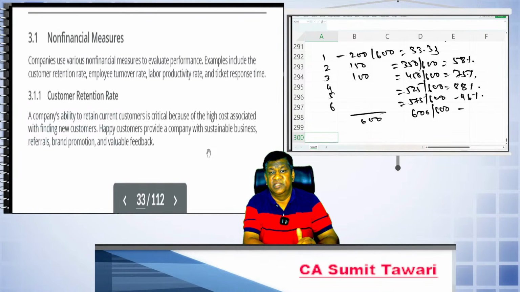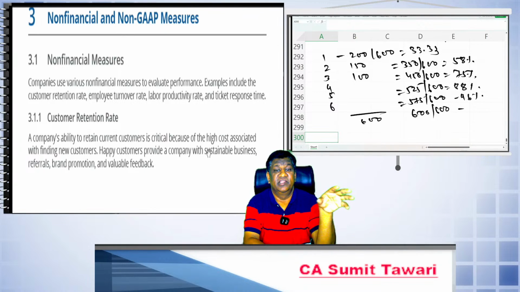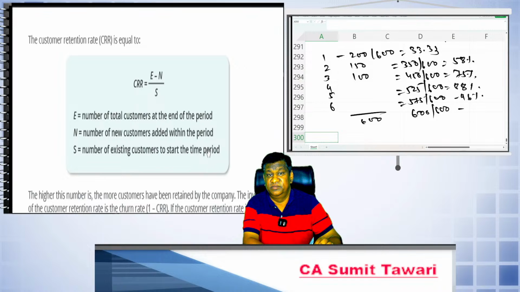Okay, so customer retention rate. These are non-financial measures, meaning information you do not get in your balance sheet or financials. The formula for customer retention rate is the number of total customers at the end of the period minus the number of new customers added within the period, divided by the number of existing customers at the start of the period. That is the CRR, customer retention rate.